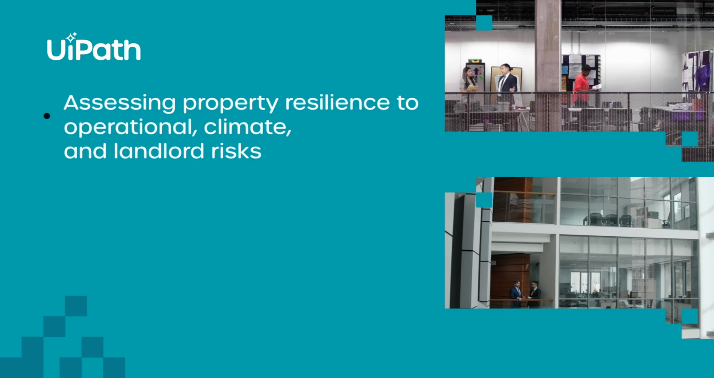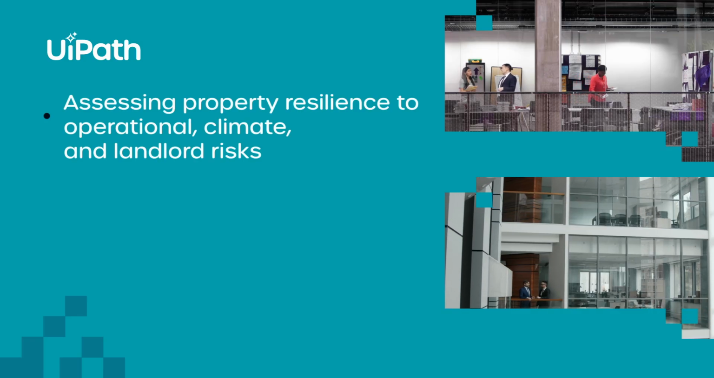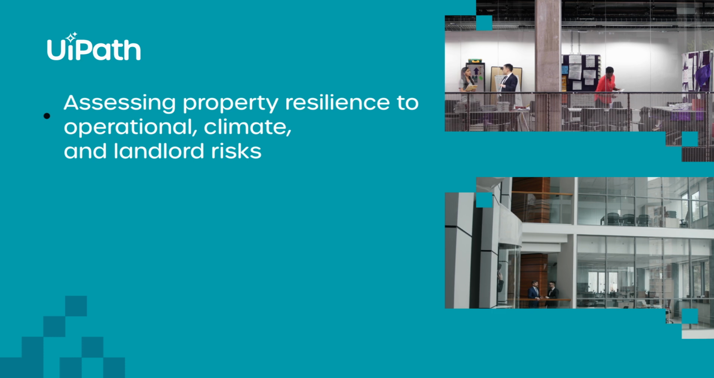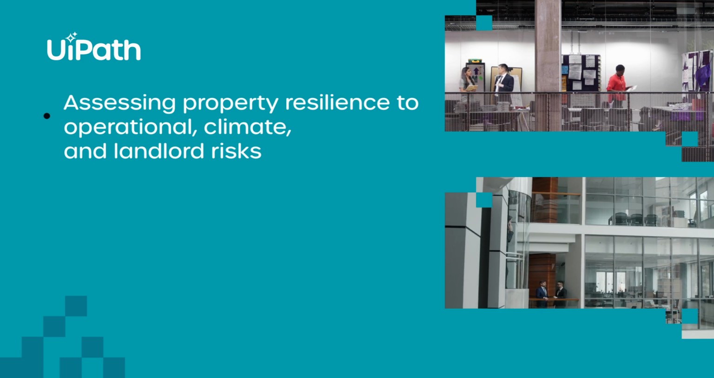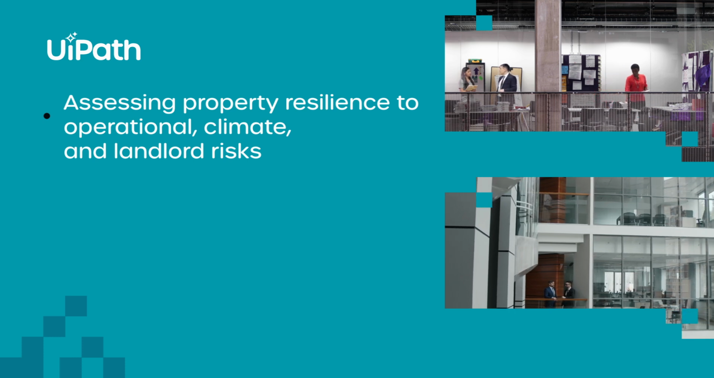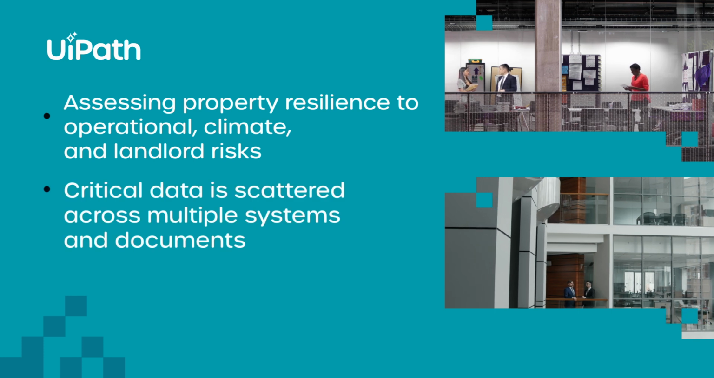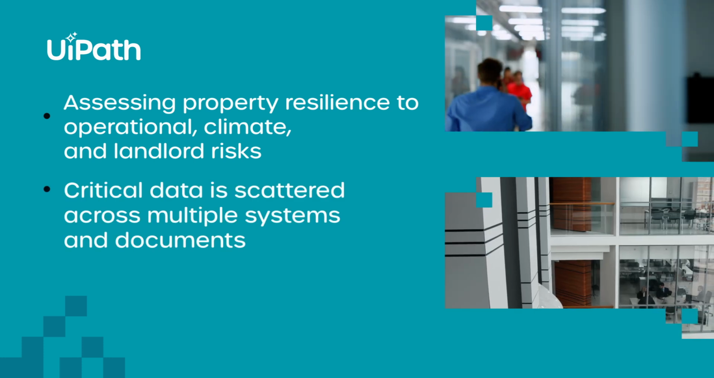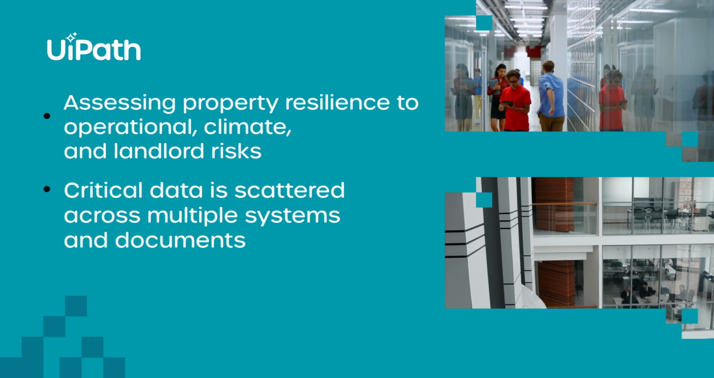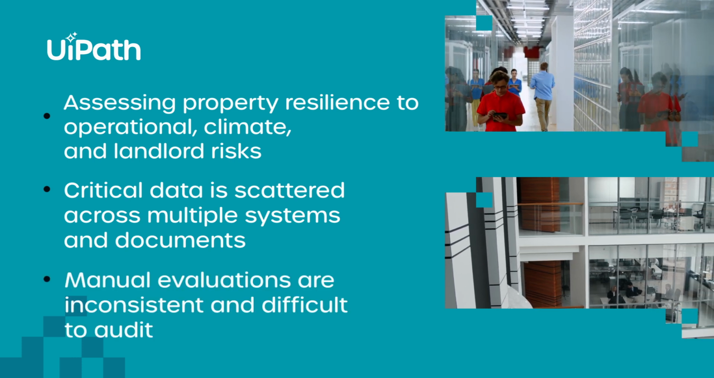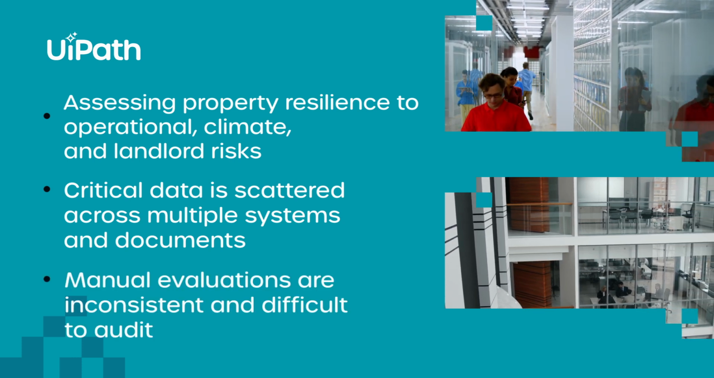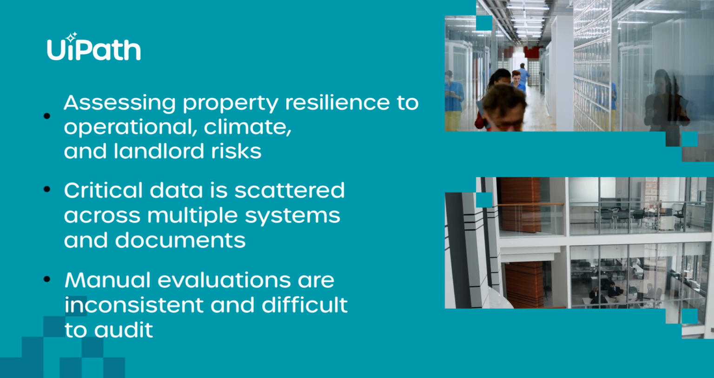Today, let's see how agentic AI transforms real estate risk scoring end-to-end. At banks, real estate and risk teams are responsible for assessing the resilience of properties against operational disruption, climate hazards, and landlord risk. Today, the critical data is scattered across leases, GIS systems, infrastructure records, and landlord files. Evaluators have to lean on institutional knowledge, producing inconsistent results that leave very little audit trail.